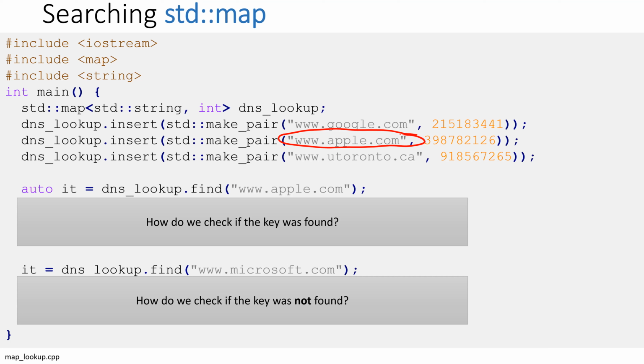But it's not quite a pointer, right? It behaves like a pointer, but we can't just return null. What value could we return to mean it's not there? Yeah, we return end. End is our special value. It's both just past the end of the container, and it's also what we use to mean it's not there. So that's exactly what it's going to return.